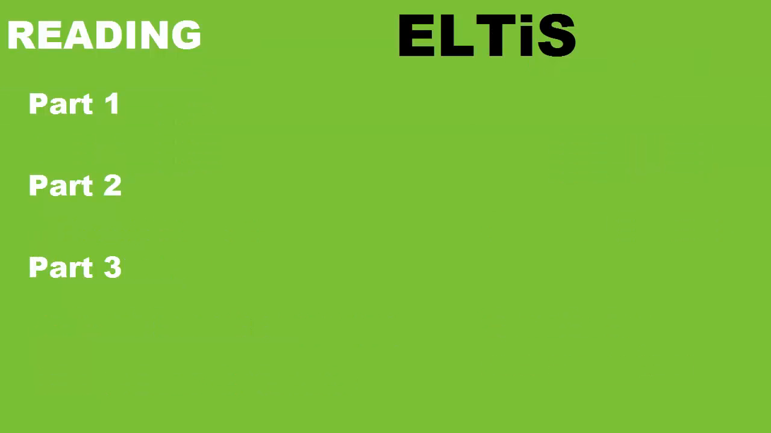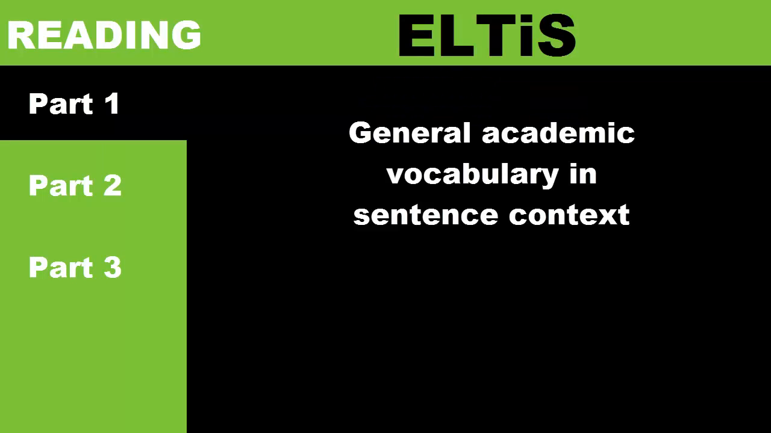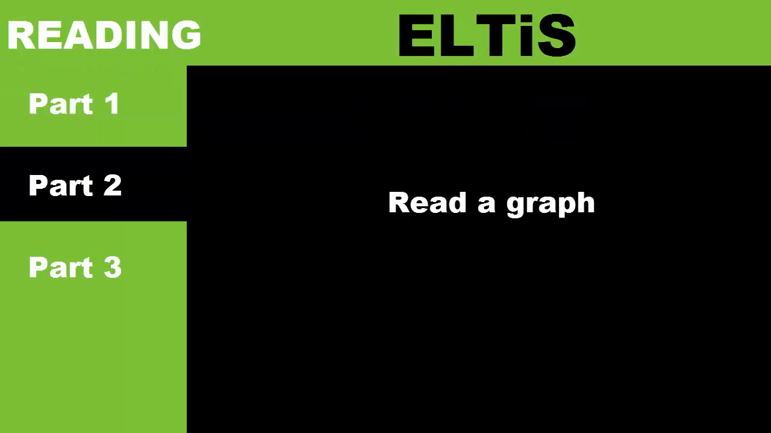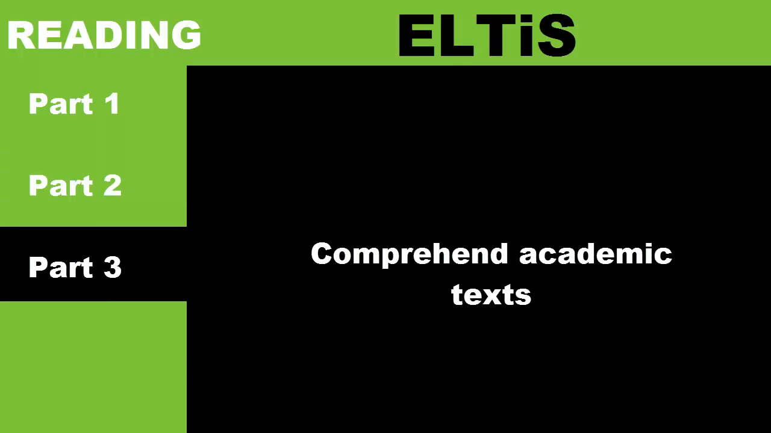The ELTIS reading test consists of 3 parts. The first one is general academic vocabulary in sentence context. The second is reading a graph, and the third is comprehending academic texts.